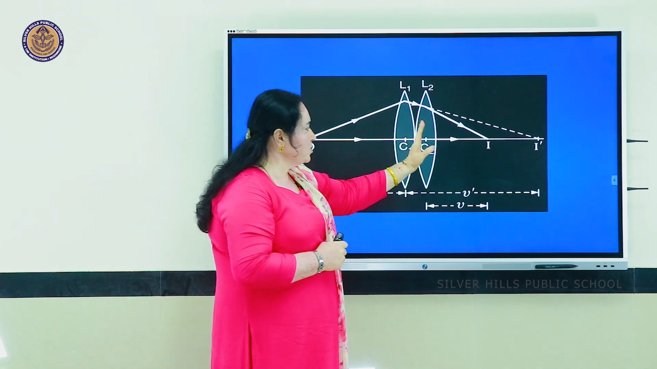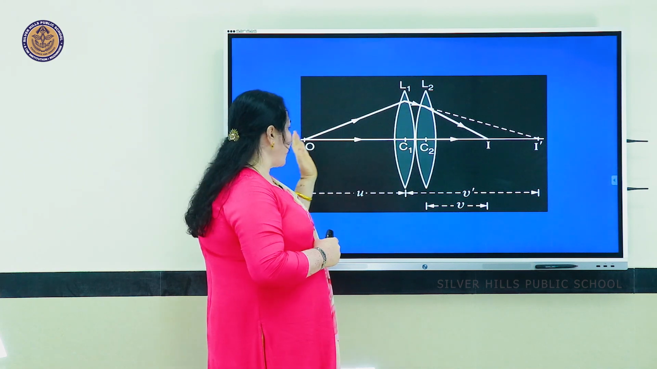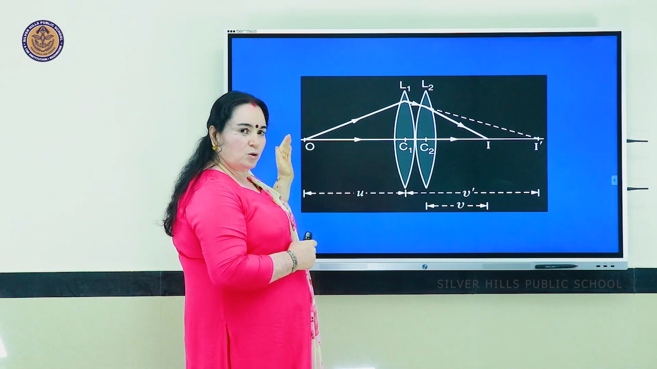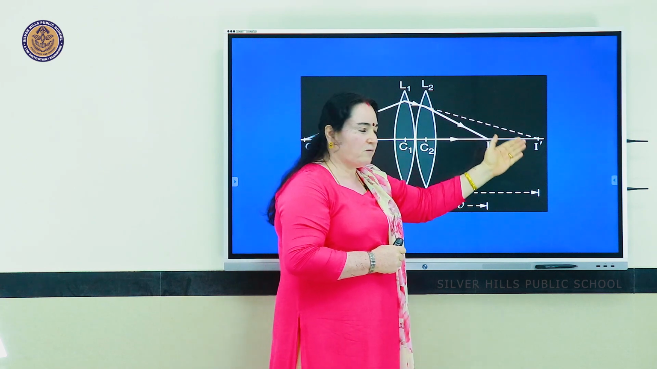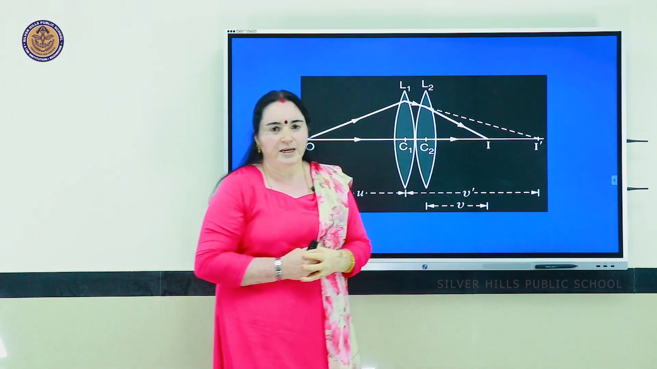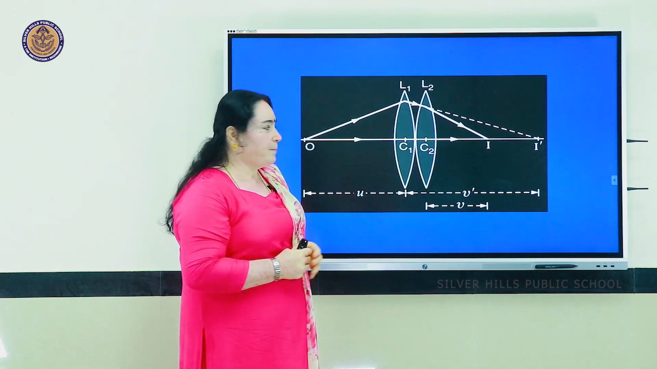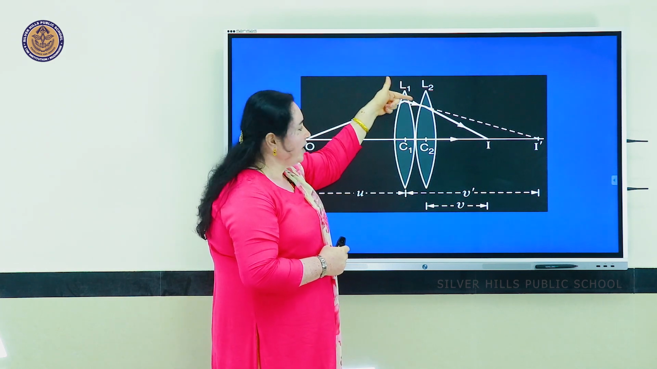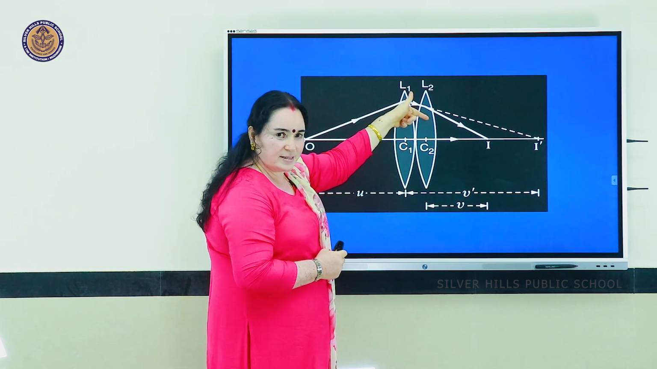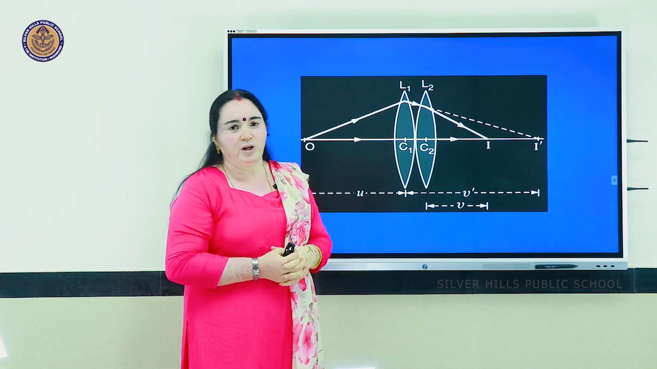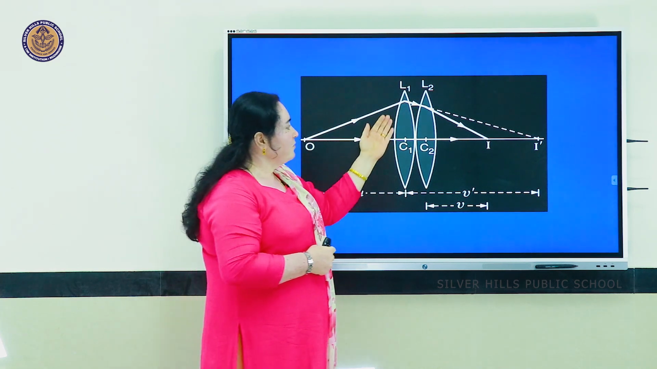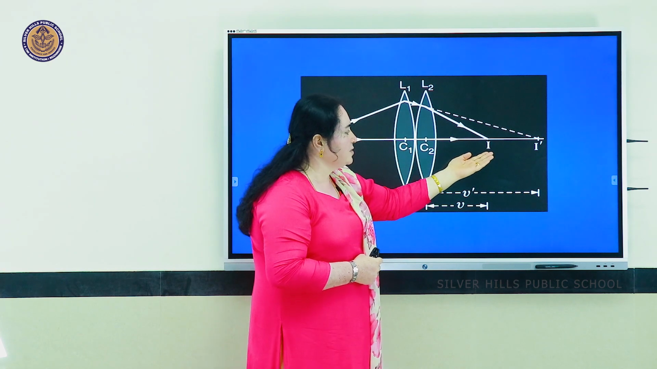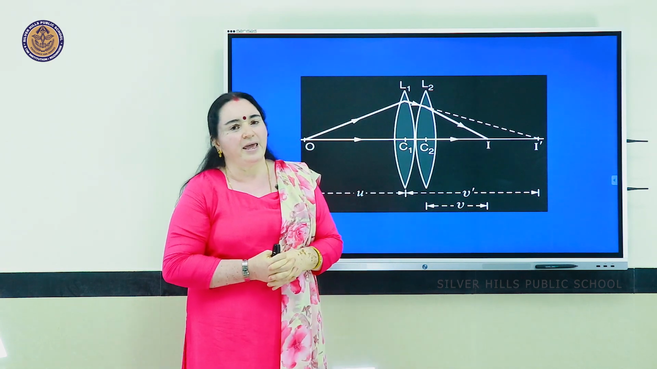So if this lens was not existing here, we are going to have this object at this position O, and its image will be created at point I dash. But then what happens? The ray of light reaches the next lens, and when it hits the next lens, the second refraction actually happens. And eventually the final image is getting created at point I.